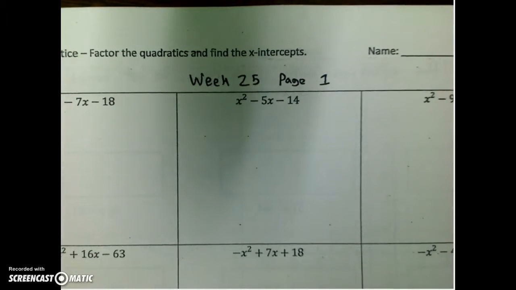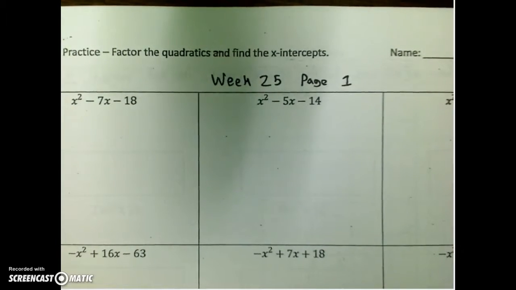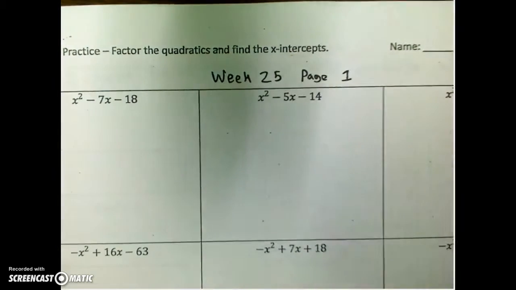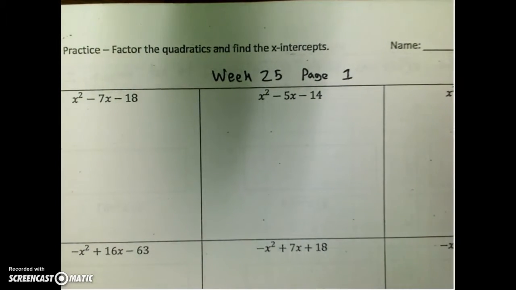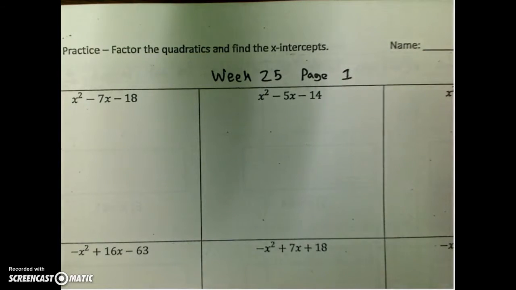Hello, here in this video we're going to be looking at week 25 in the homework. Page 1 says factor the quadratics and find the x-intercepts. So this won't just be factoring, but it's also factoring and then using the zero product property to set both pieces up equal to 0.